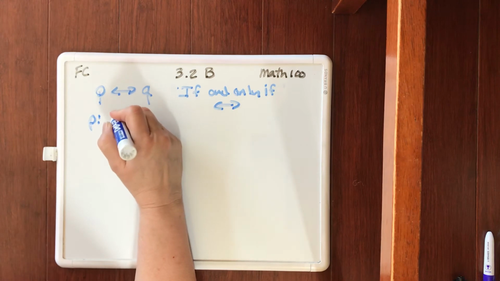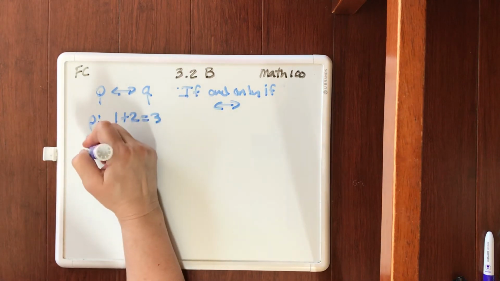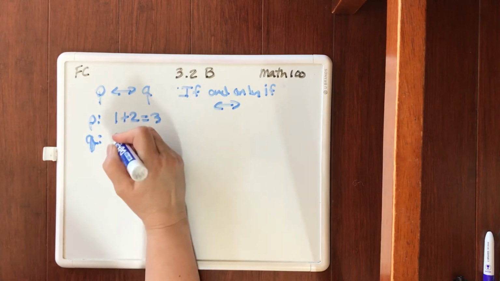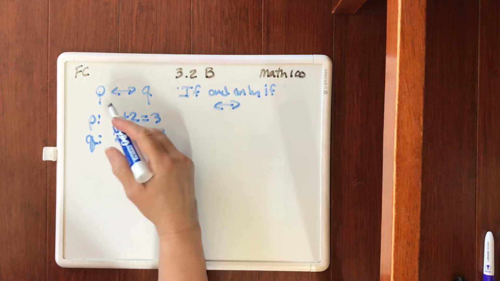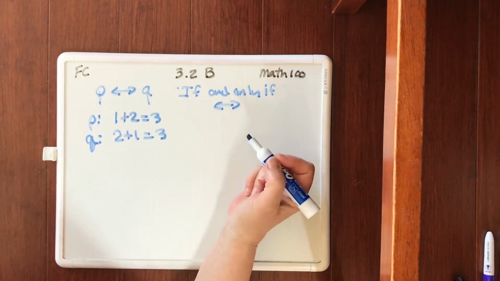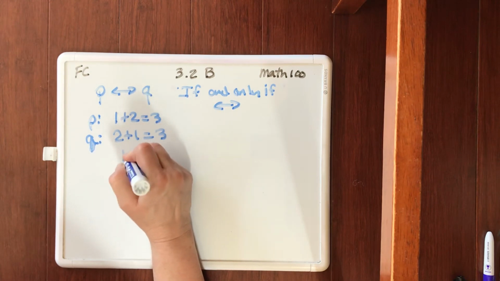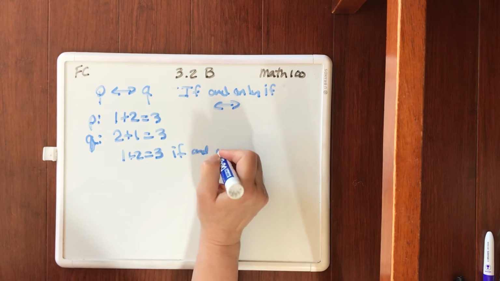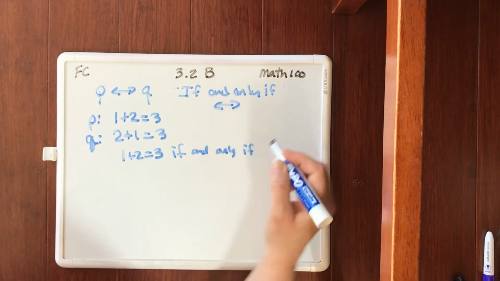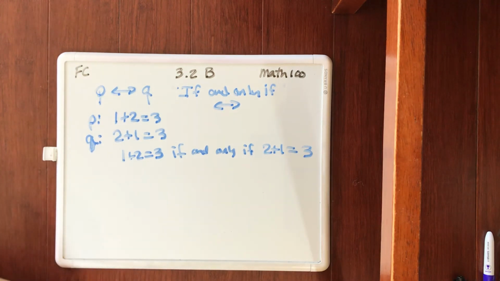So let's give you an example, something that's more concrete. Let P equal the statement 1 plus 2 equals 3. And let Q equal 2 plus 1 equals 3. Can we say P if and only if Q? Of course we can. We can say 1 plus 2 equals 3 if and only if 2 plus 1 equals 3. Okay.